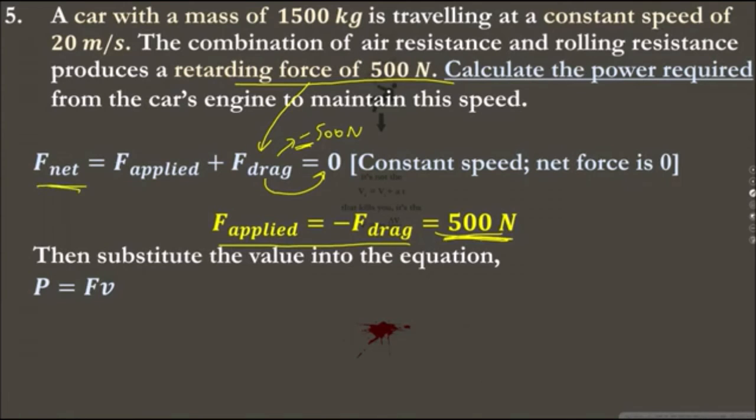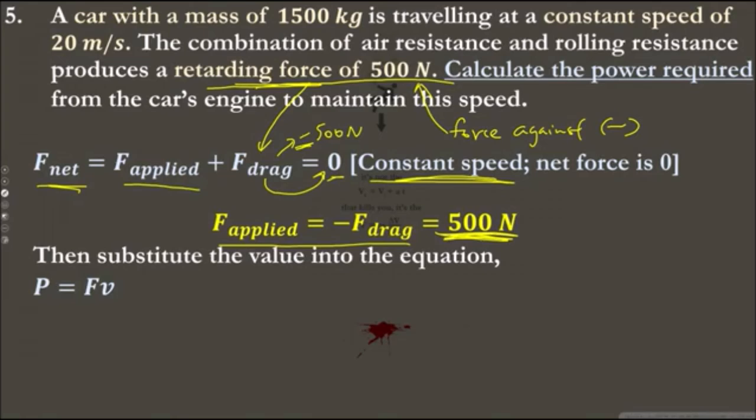I'll say that again. Our net force is 0 because we're traveling at a constant speed, which means the force applied and our retarding force, when added together, will equal 0. Let's assume the retarding force, the force against motion, is the negative direction, and the applied force is the positive direction. That's why it's plus 500 newtons.